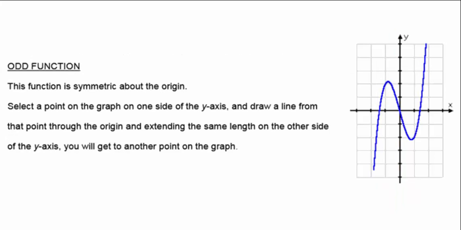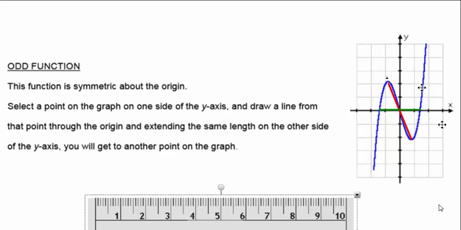An odd function would be one that is symmetric about the origin. In order to determine if a function is odd, what we could do is select a point on the graph on one side of the y-axis. So I could pick a point here on the function. I would want to draw a line from that point through the origin, extending it to the other side, and if it's odd, it would end up on the function on that other side of the origin. So if I take that point and I draw my segment through the origin, I should have one that ends up on the other side.